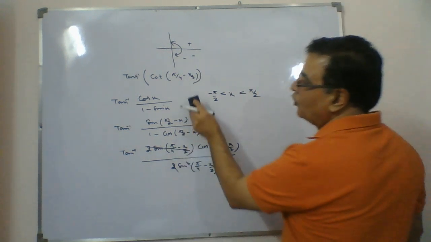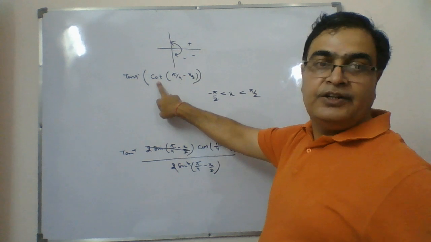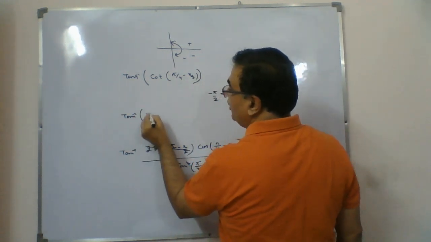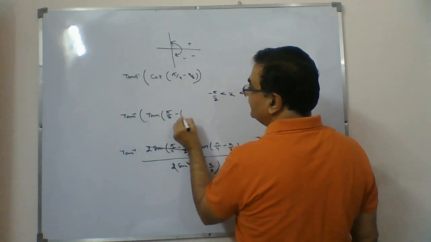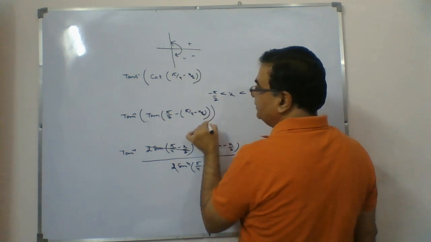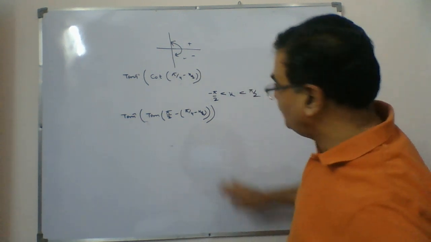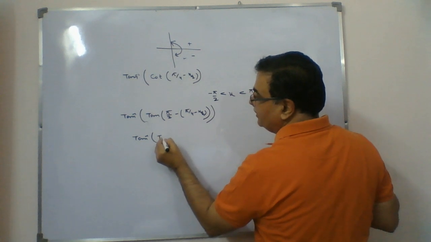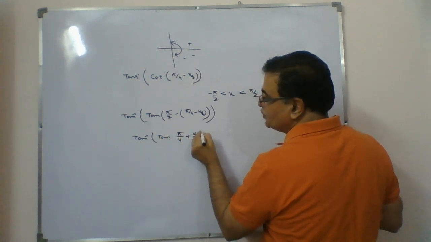And now when you have cot, outside is tan. So first we should convert this into tan now. So I should write tan inverse. Cot will be tan now. This will be pi by 2 minus (pi by 4 minus x by 2). And now when you solve it, what will this come out to be? It will come out to be tan inverse tan of (pi by 4 plus x by 2).